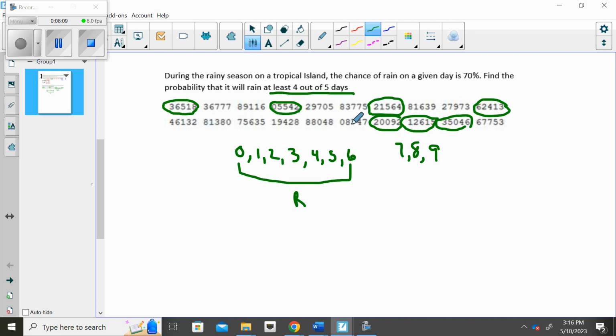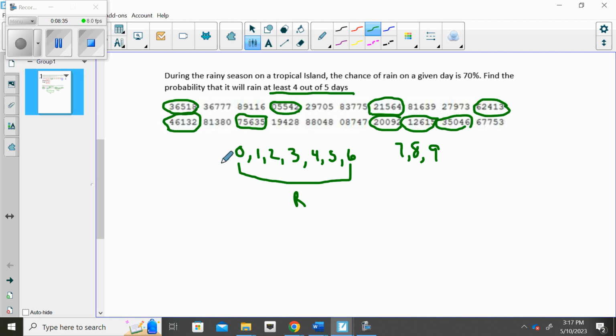Now here we've got 3 days of no rain in 5 days. Here we've got 3 days of no rain in 5 days. Here we've got 2 days of no rain in the 5. This would be a success. So this is 1 day with no rain, and then it rains the next 4. 2 days of no rain, all 5 days of rain.